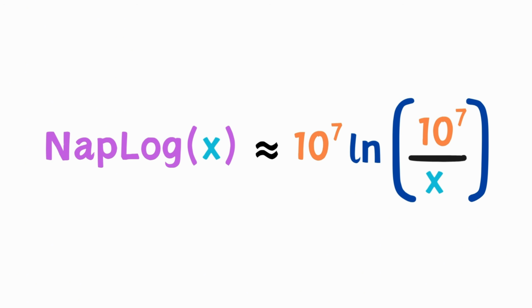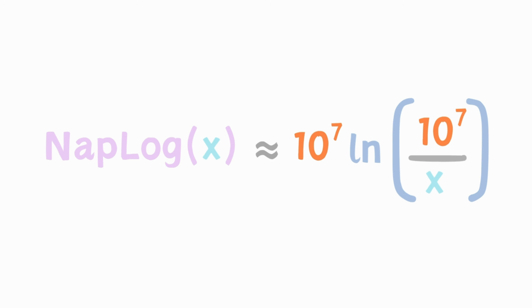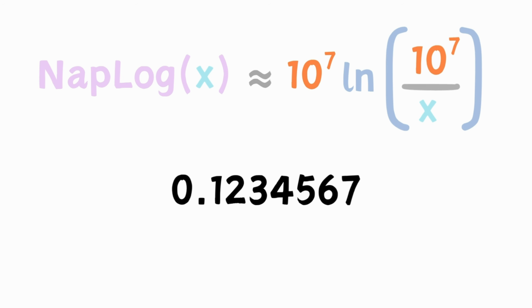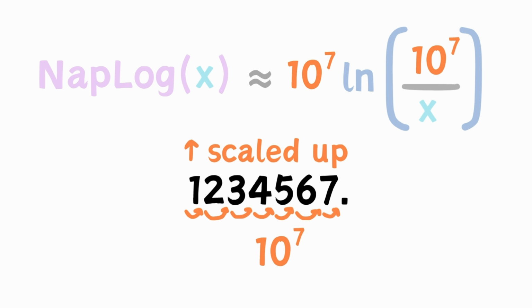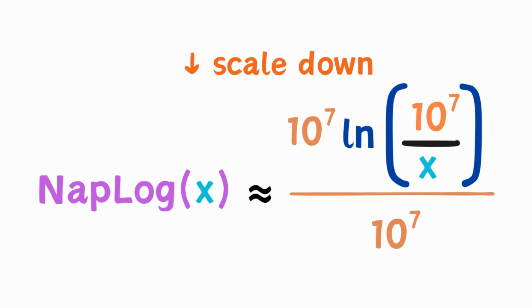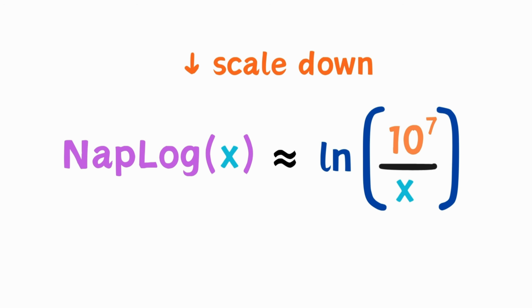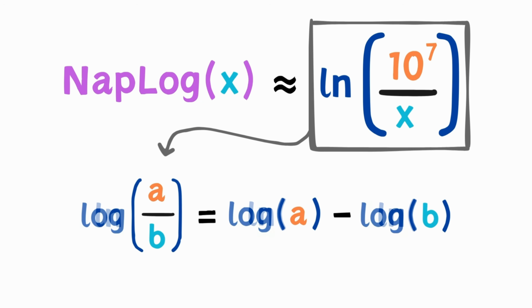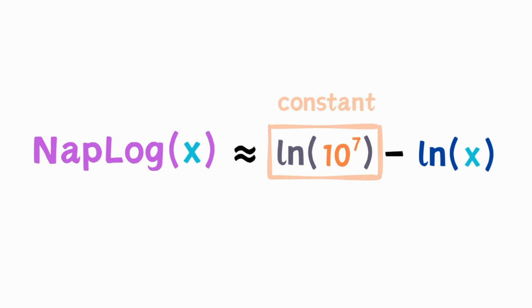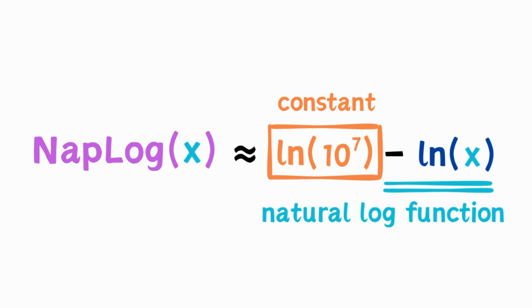Now, let's clean this up a bit. Take a look at the 10 to the power of 7. At the time of Napier, decimal points were a fairly new idea, so to avoid them, numbers were scaled up. If we unscale Napier's logarithm by dividing by 10 to the power of 7, we are left with the natural log of 10 to the power of 7 over x. Division in a logarithm can be simplified into a subtraction. So this leaves us with a constant minus the natural log of x.